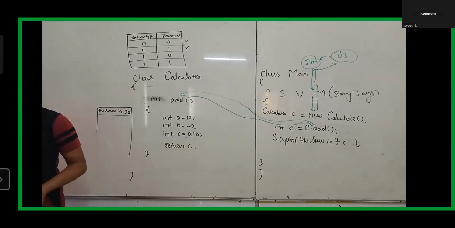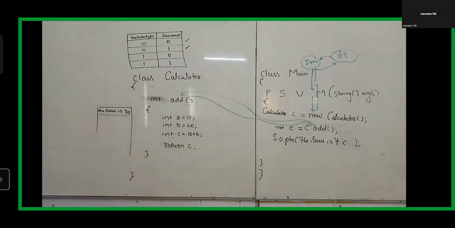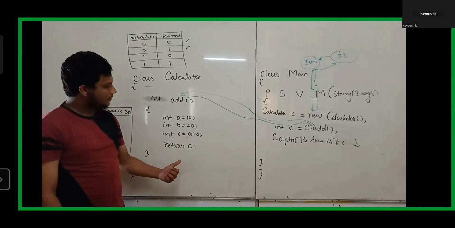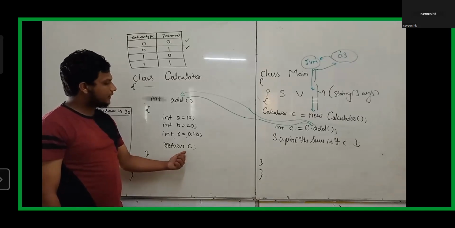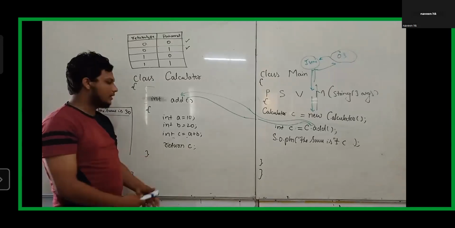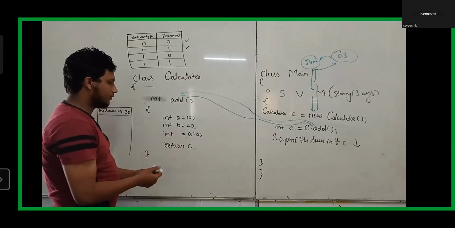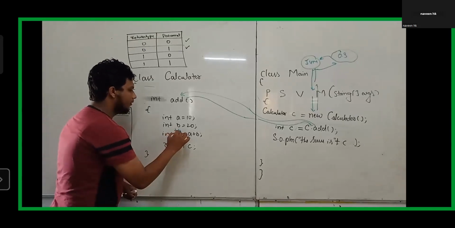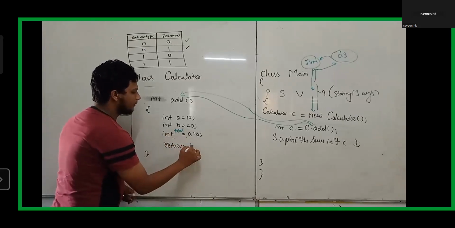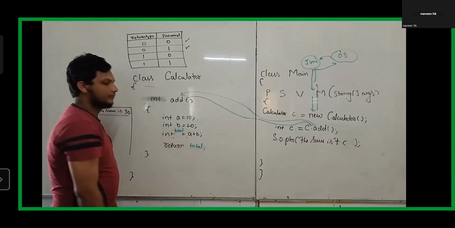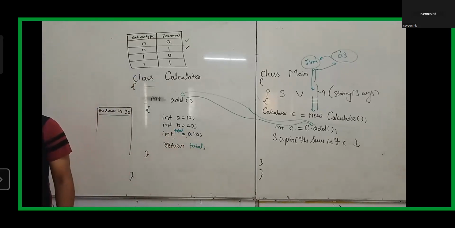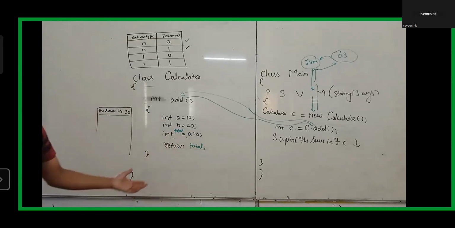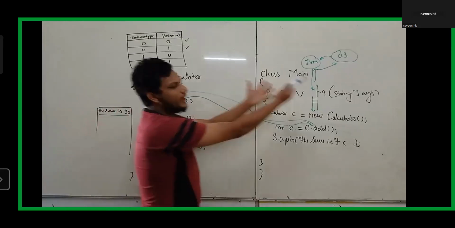Okay, guys, copy this. Sir, can we return total instead of C? Sorry, what? Can we write total instead of C there? Instead of C, you can write total, but for that you have to declare it as total. Okay. Total and return total. Okay.